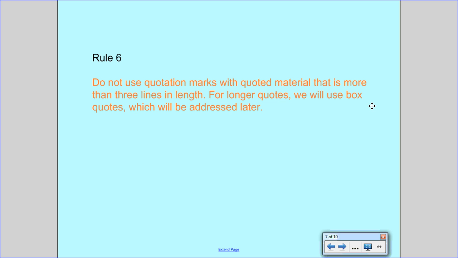Rule number 6, quite simply, do not use quotation marks for anything that is more than 3 lines. That is called a box quote. You use a colon for that, and we will address that later. So just know if it's longer than 3 lines, do not use quotation marks.